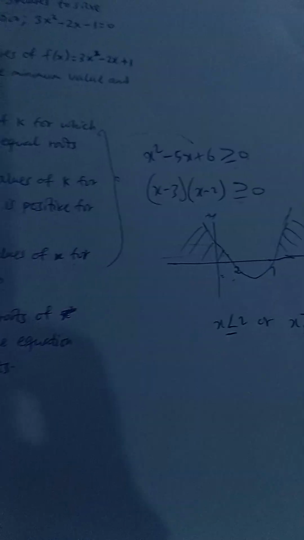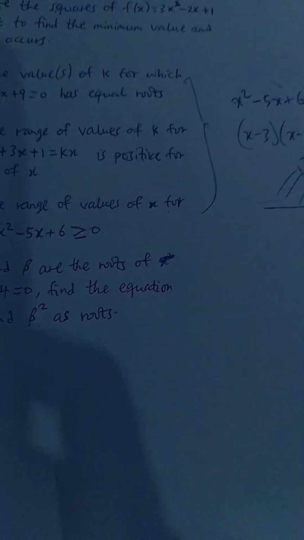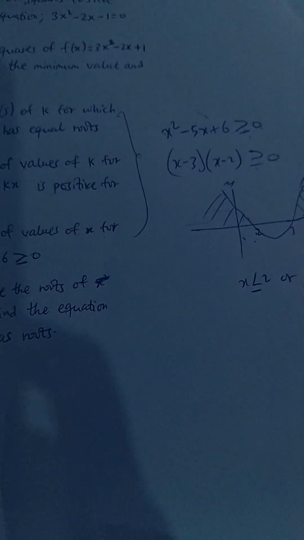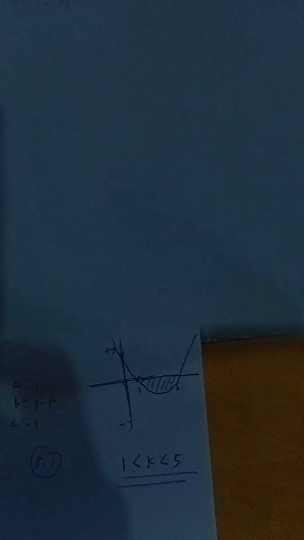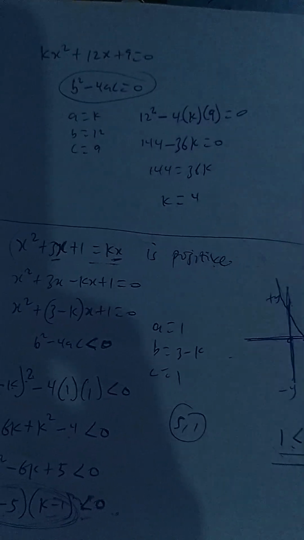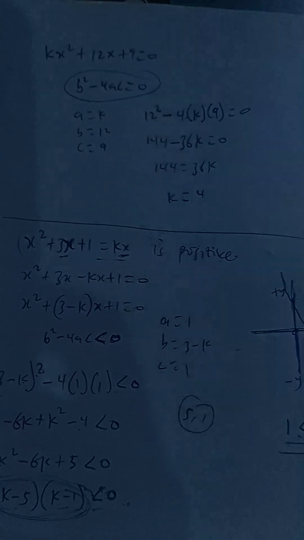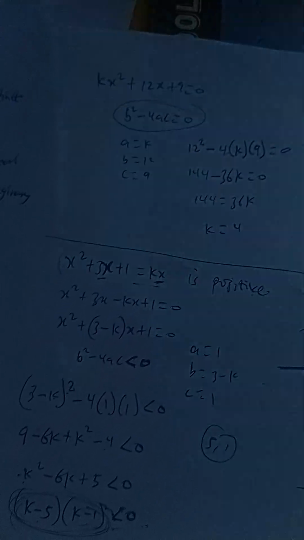So this is a recap on quadratic functions. Take note of the particular question we solved. If they say find the range of values of x for which the quadratic function is always positive or always negative, it means the discriminant must be less than 0.